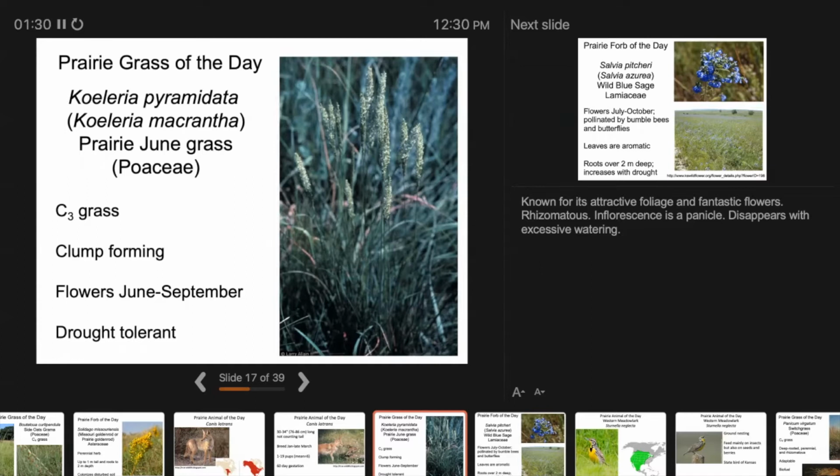All right, let's go ahead and get started. Today we're going to be talking about diversity and how we quantify it, how we compare it. Hopefully that prep homework was useful for you. We're going to go over a lot of the same concepts today, but of course we should start with our prairie organisms of the day.